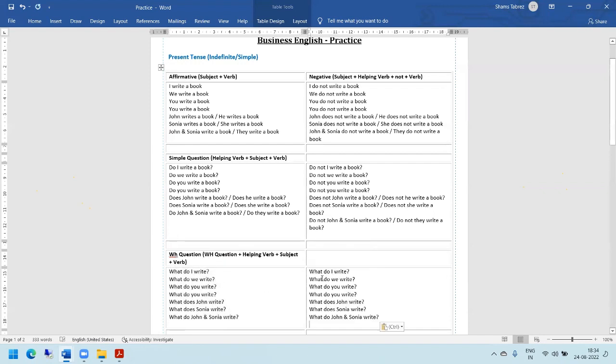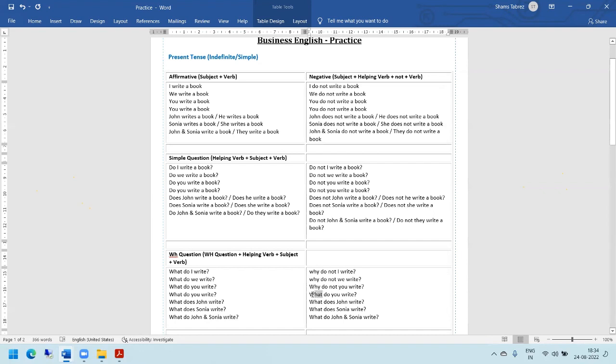Here it is with not. But do not I write? So here the correct one is right. Why don't I write? Okay. Then why don't we write? Then similarly here, why don't you write?